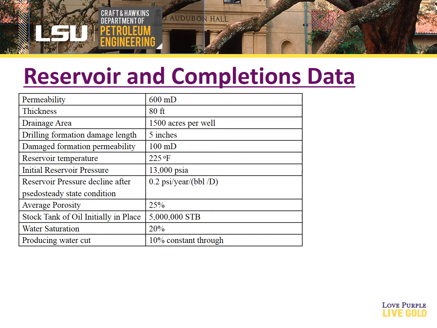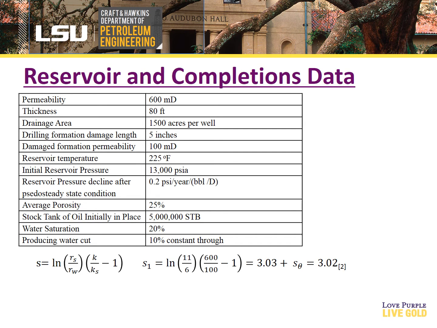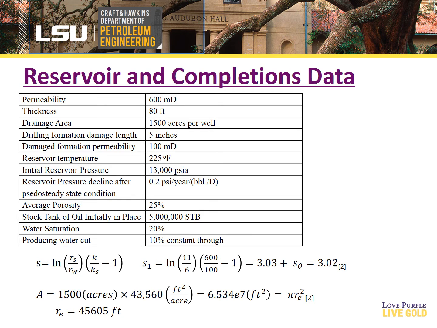Other important data given was the reservoir and completions data as shown in this chart. Some key parameters to take note of are the permeability equal to 600 millidarcy, the initial reservoir pressure equal to 13,000 psi, and the pressure drawdown equal to 0.2 psi per year per barrel per day after pseudo-steady state flow is established. The remaining data calculated was the skin and external radius of our reservoir.